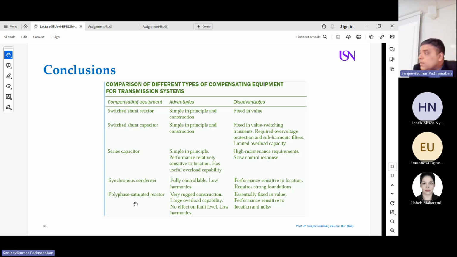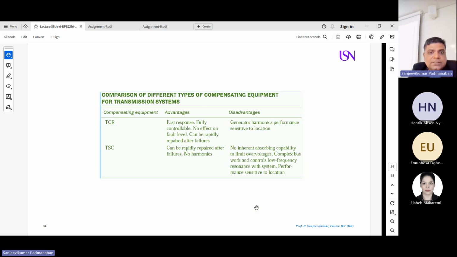Then we have seen polyphase saturated reactors. Polyphase saturated reactors are very effective because they don't have any effects on fault. They are well protected. They can be used for overload capacity and large capacity networks. They don't have any harmonics. And a disadvantage is that it is also very difficult to identify the location where to place them and what the value is, and they create some noise.